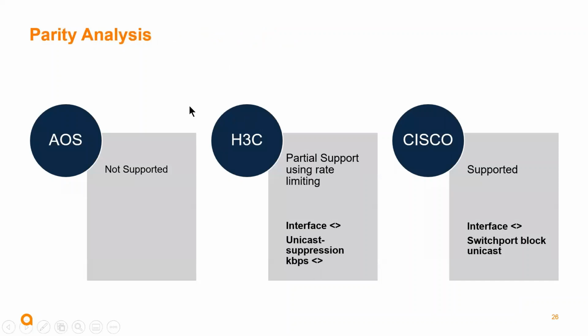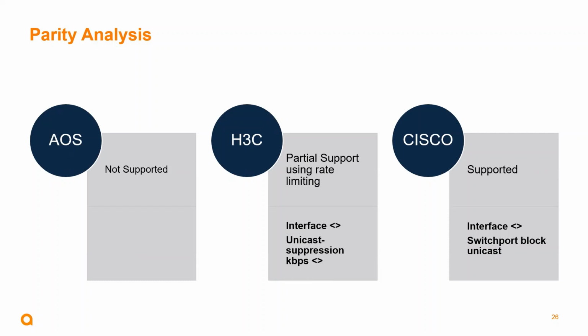Next, the parity analysis. Whether this feature is supported in other third-party switches. First comes our own product, AOS. The AOS box does not support this full block of the unknown unicast packets. Next is H3C. The H3C has partial support using rate limiting. So instead of completely blocking the packets, H3C has support for suppression based on the rate.